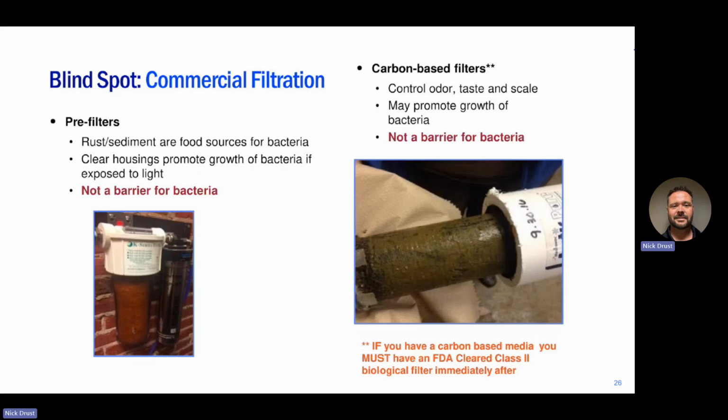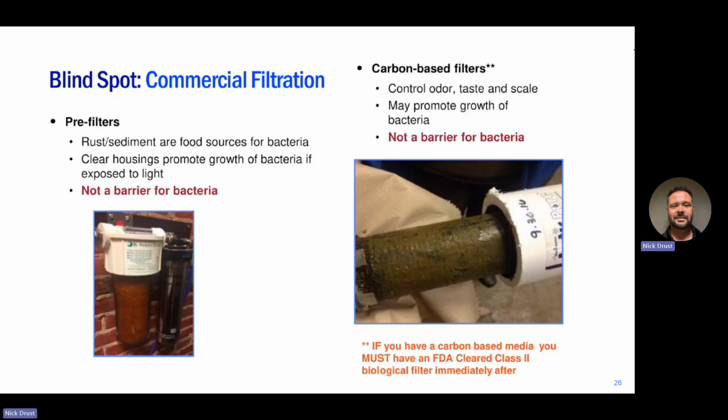One thing I always encourage facilities to look for is clear filter housings. You don't want them exposed to ambient light, as they can create an environment where biological growth may occur inside the housing. It's important to understand carbon filtration. It's a chemistry solution. It's not a biological barrier.